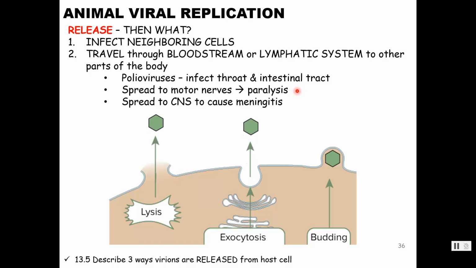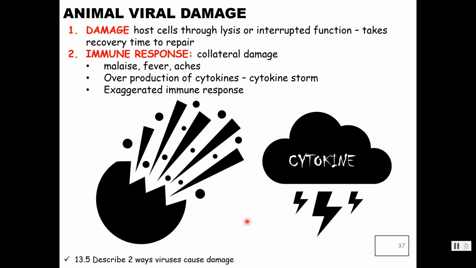Maybe you've heard of the March of Dimes. Like I said, we've eradicated this through vaccination, which is awesome in our country. It can also spread to the central nervous system and cause meningitis. So infecting neighboring cells or traveling to infect other organ systems is what occurs when a virus is released. And this, of course, assumes the immune system doesn't get a hold of it and eliminate it first.